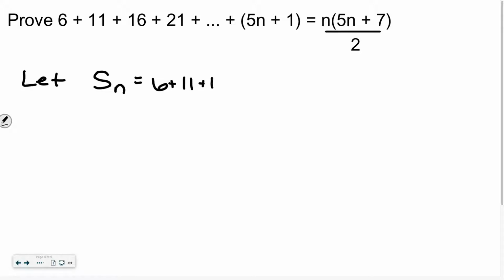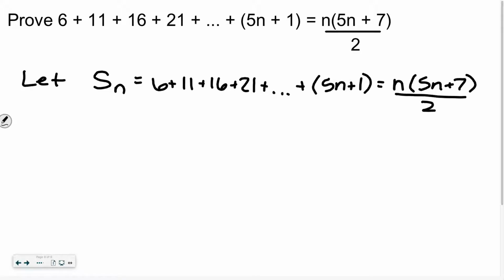6 plus 11 plus 16 plus 21 plus dot dot dot plus 5n plus 1 equals n times 5n plus 7 over 2. So that feels really redundant if you wrote down the problem, right? But if you're doing your homework, if this is the problem in the book, I would start with my let statement. So now everybody knows what proof we're working on. Okay, S sub n is this sum. All right, begin your proof.